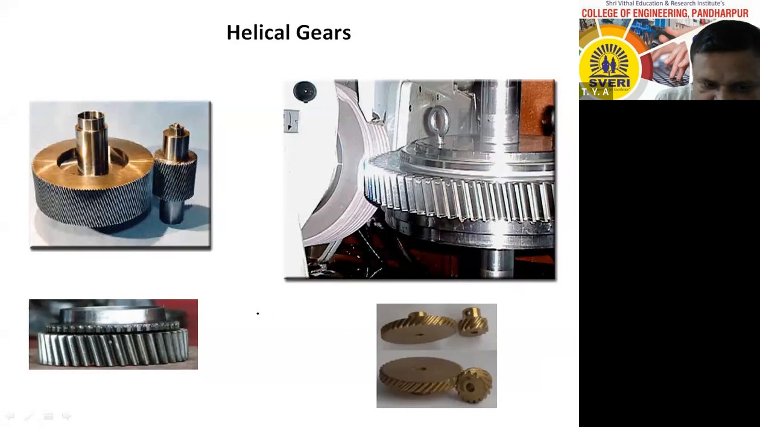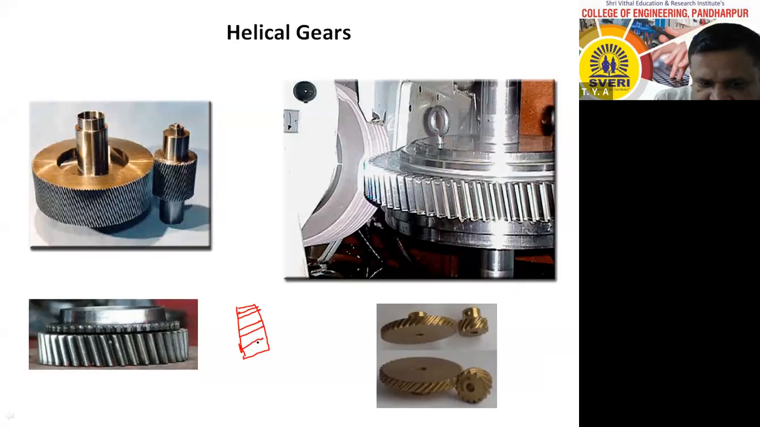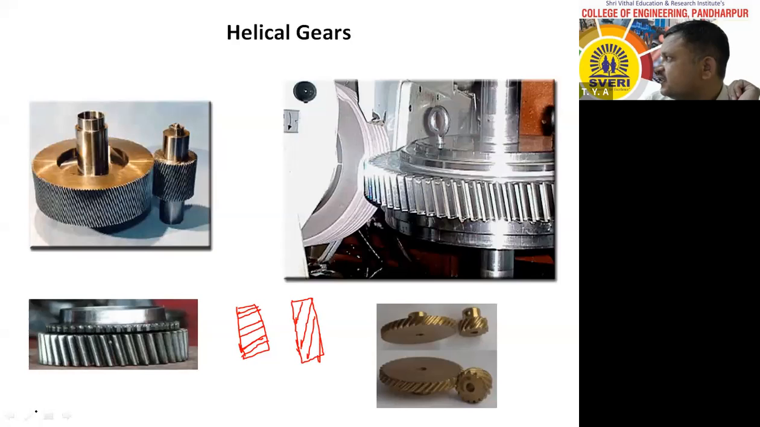I will draw here also. If you see, in case of spur gear, the teeth were like this. In case of spur gear, teeth are parallel to the surface of the gear. But in case of helical gear, teeth are inclined like this. That's why it is known as helical gear. Therefore, these are some images of the helical gear. The smaller gear is known as pinion, the larger gear is known as wheel or gear.